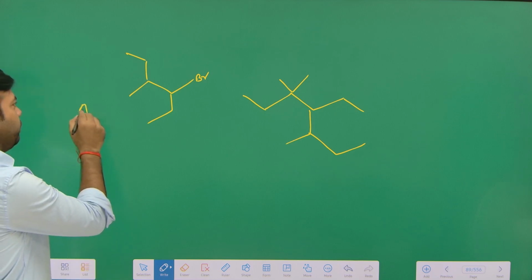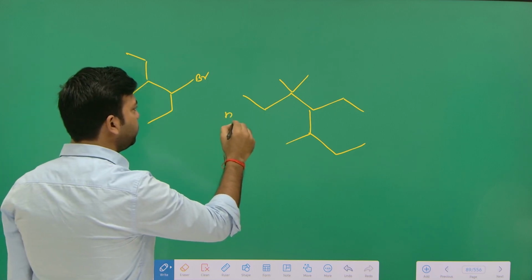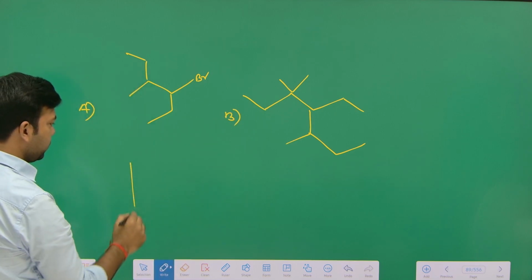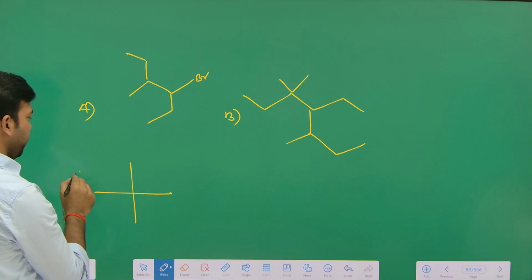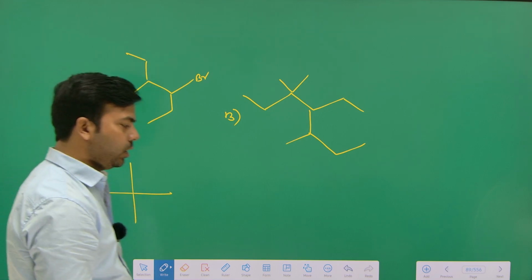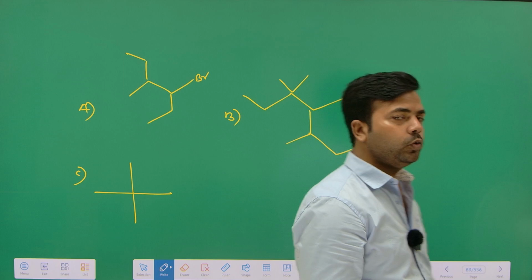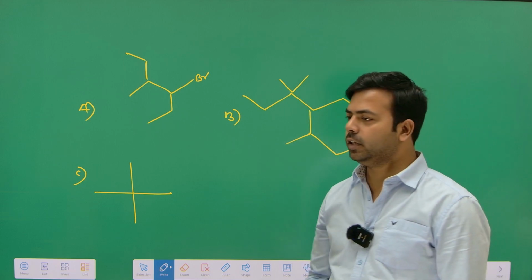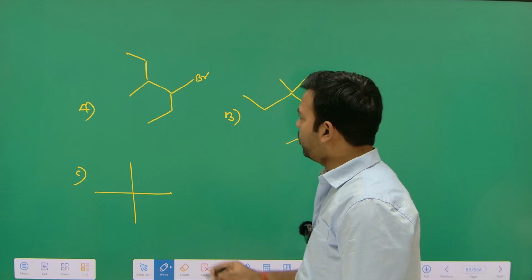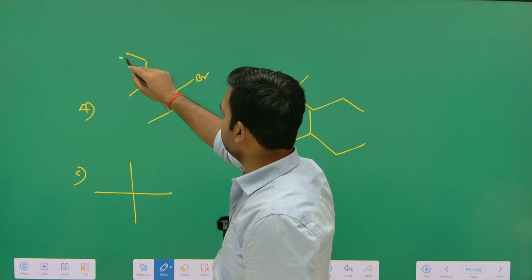So here we have A, this is my B, and this is my C. Clear? So take your time. First you have to decide the parent chain. So what is the parent chain? The longest carbon chain.